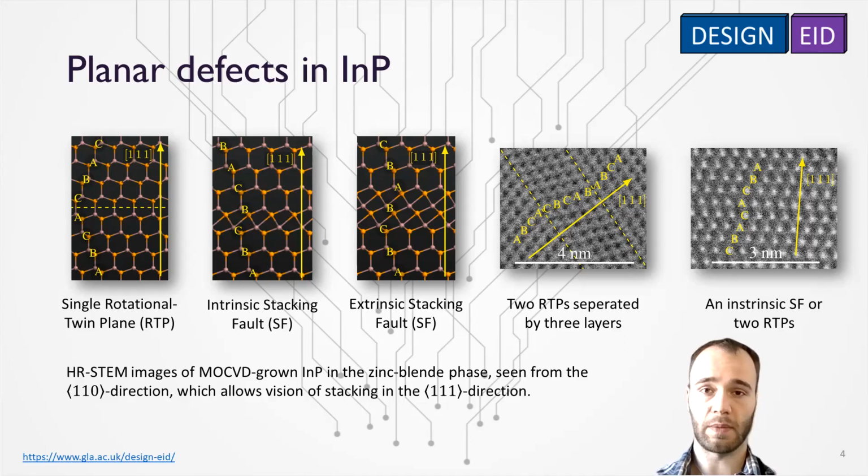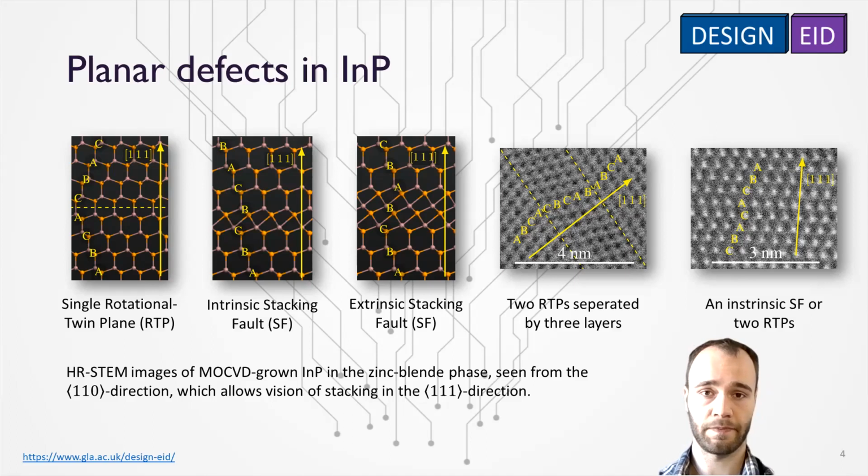The other kind of defect that I'm investigating is so-called stacking faults. So indium phosphide crystallizes in the zinc blende lattice structure. And from the 111 direction, this has an ABC stacking sequence. This stacking sequence can be interrupted in one of two ways. You can either have an added layer, which yields an extrinsic stacking fault, or a removed layer, which yields an intrinsic stacking fault.